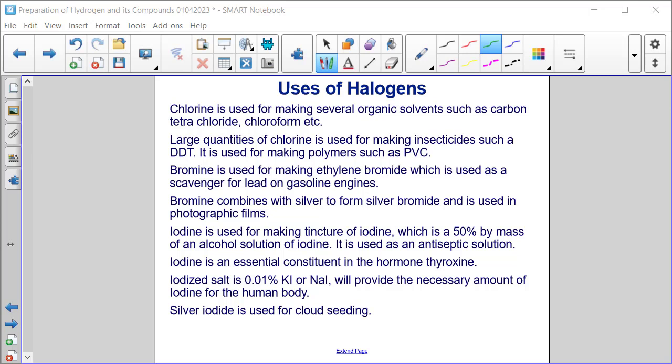Iodine is used for making tincture of iodine, which is a 50% by mass alcohol solution of iodine. It is used as an antiseptic solution. Iodine is an essential constituent in the hormone thyroxine. Iodized salt is 0.01% potassium or sodium iodide and will provide the necessary amount of iodine for the human body. Silver iodide is used for cloud seeding.